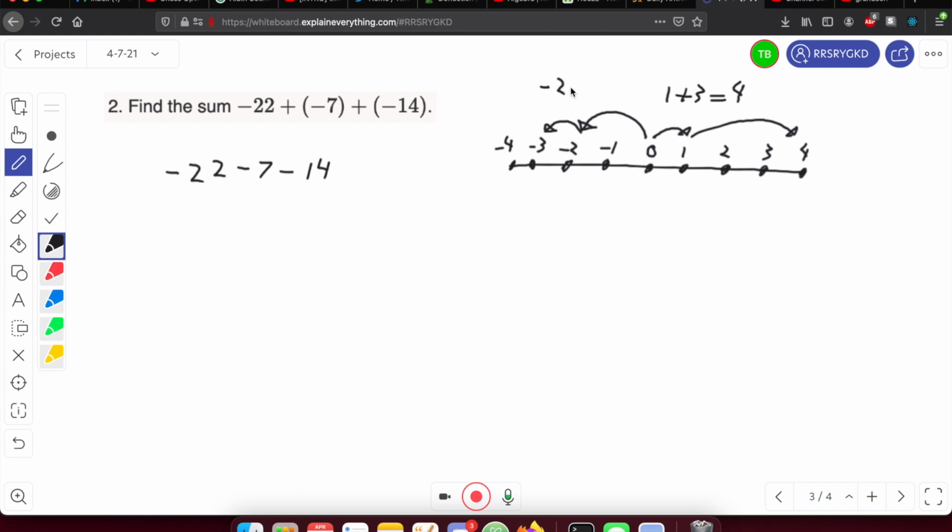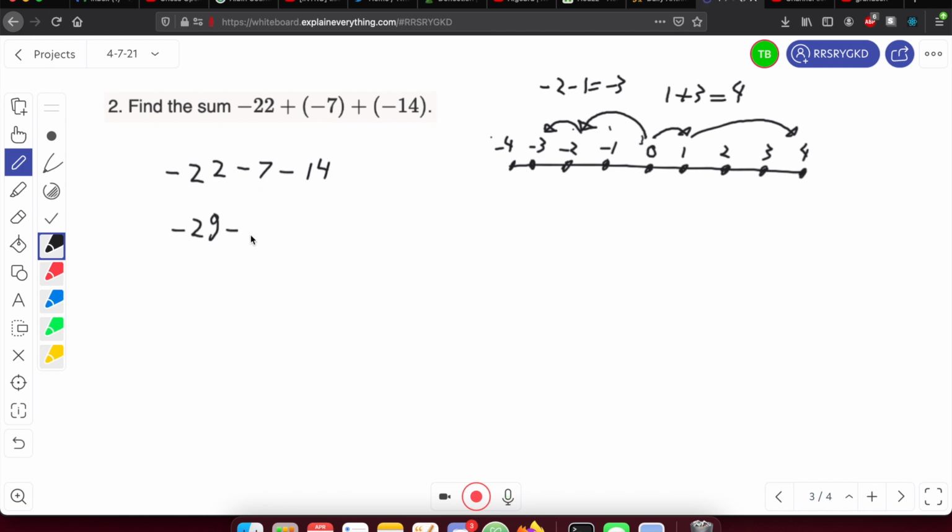So -2 minus 1 equals -3, because we're just moving backwards on the number line. So when we have this, all we have to do is think backwards from addition. So -22 minus 7 is the same thing as -29, right? Because it's 22 moves in the negative direction, and then 7 more.